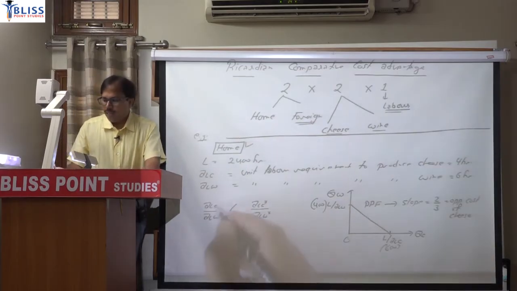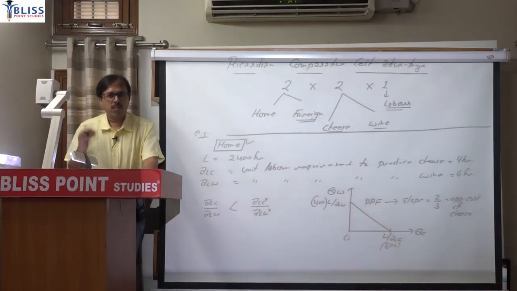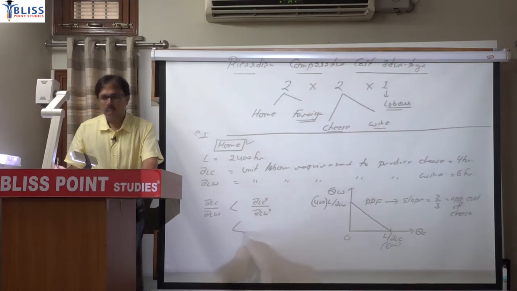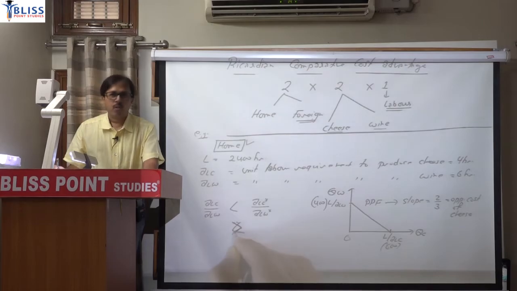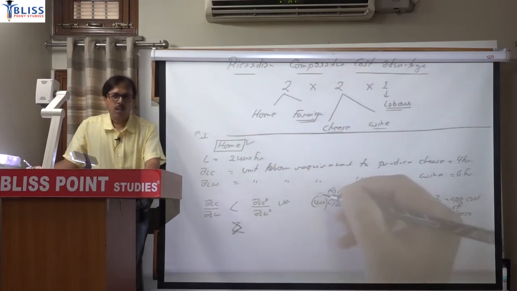Reason, if ALC by ALW is opportunity cost of cheese, if you take inverse of that, then that will measure opportunity cost of wine. But if you take inverse, inequality will change. Okay, if you take the inverse, the inequality will change, and inequality changing means if home country has cost advantage in cheese, then foreign country will have cost advantage in wine. So in that way both countries will be trading with each other.